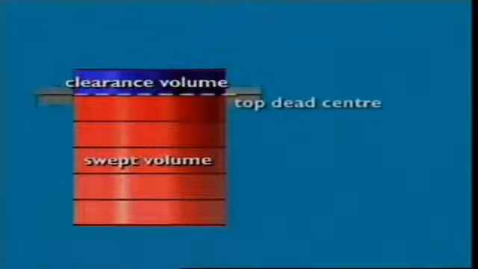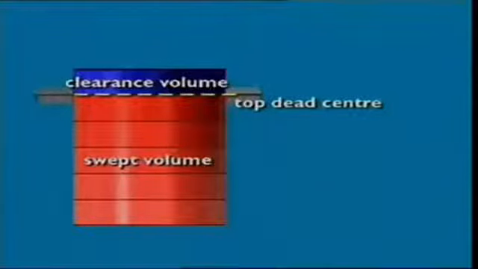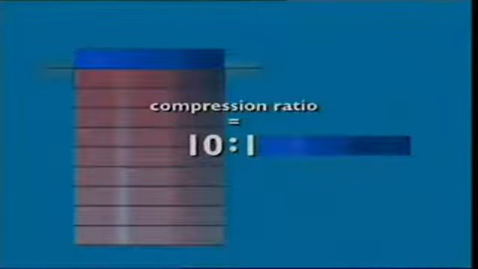Another guide to engine power is compression ratio. It compares two volumes in the cylinder. One is swept volume plus clearance volume. That's the volume above top dead center. The other is the clearance volume only. Putting these volumes into a ratio gives us the compression ratio, 6:1. The larger the first volume and the smaller the second, the higher the engine's compression ratio, and the more powerful the engine.